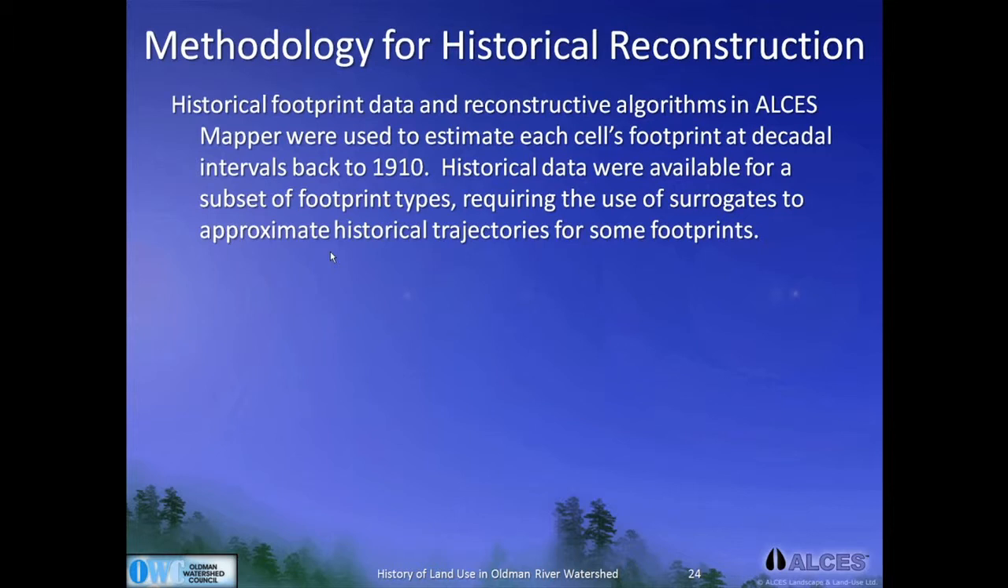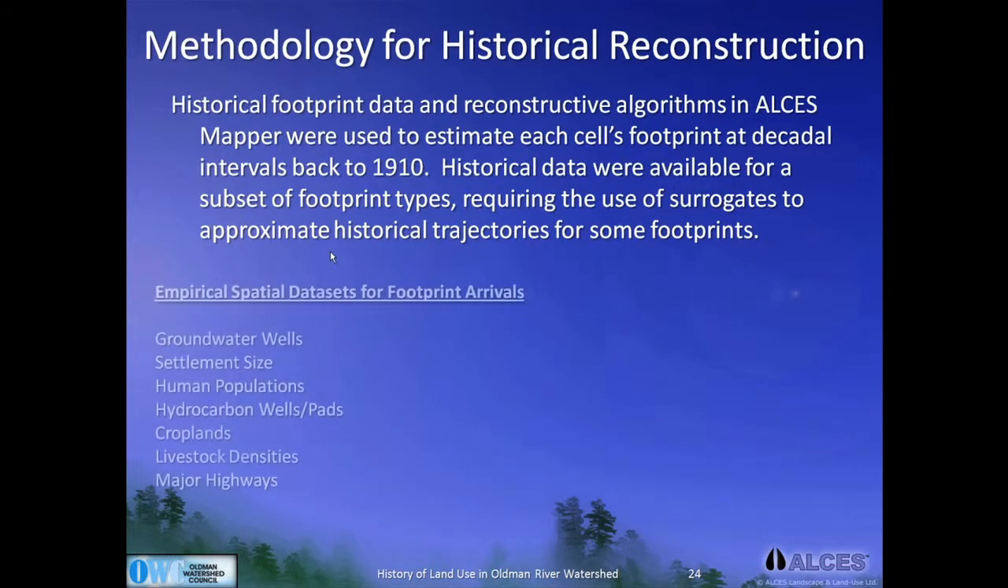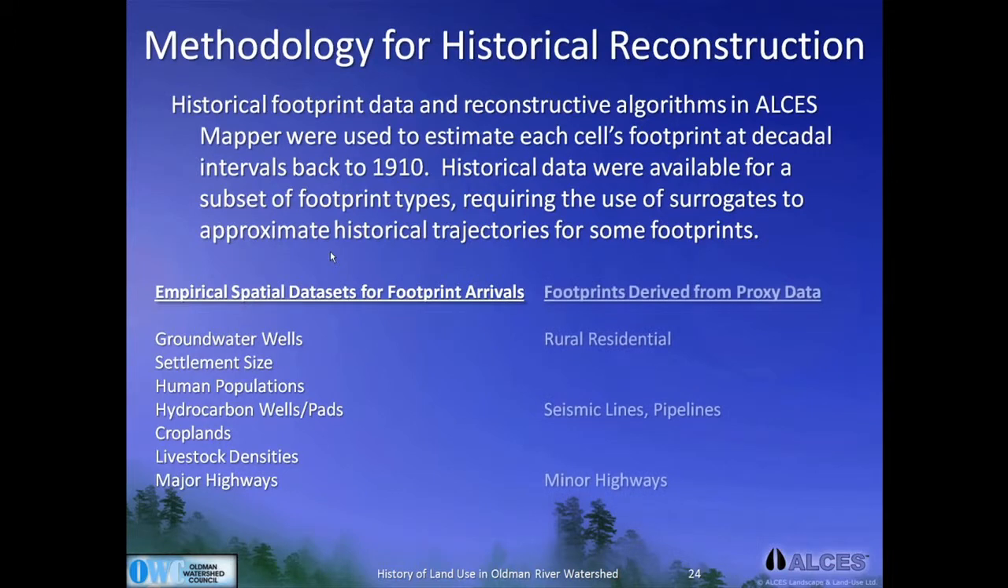Historical data were available for a subset of footprint types, requiring the use of surrogates to approximate historical trajectories for other footprints. So here we can see those footprints where we had known arrival or construction dates or years, and we had to use those to serve as proxies to reconstruct others. So for example, when a rural residential house was built on the landscape, you can get that information by actually knowing the year in which the groundwater well was drilled.